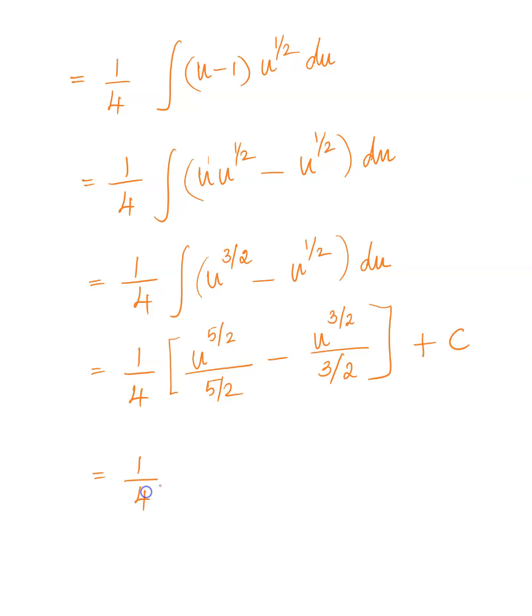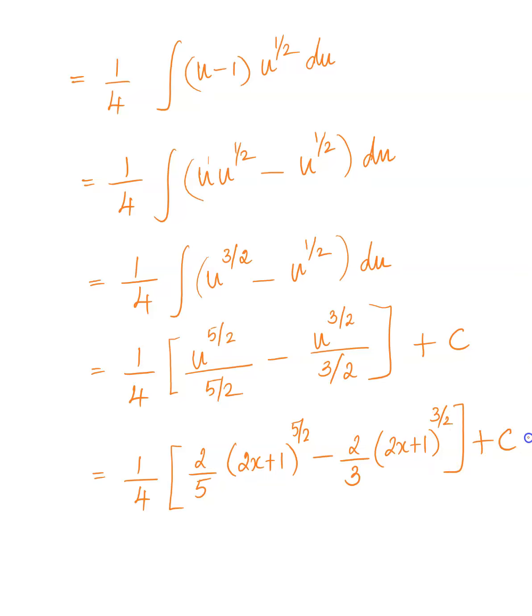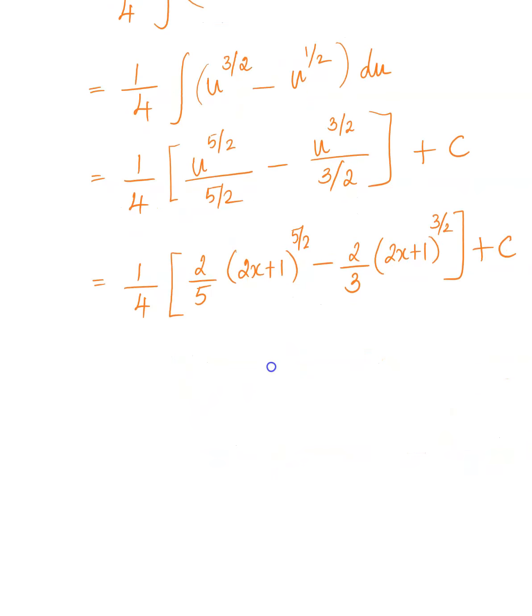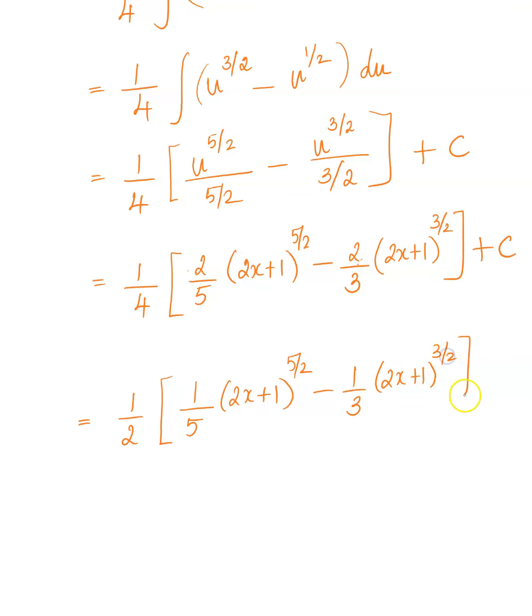All right, so we have 1 over 4, 2 over 5. U can be replaced by the 2x plus 1. Okay, you can leave the answer like this. Or a simplified version would be to pull out or factor out this 2, right? You have 2 and 2, so the 2 comes out. That 2 over 4 will give you a half. You can have it as half times 1 over 5, 2x plus 1 power 5 over 2, minus 1 over 3, 2x plus 1 power 3 over 2, plus c.